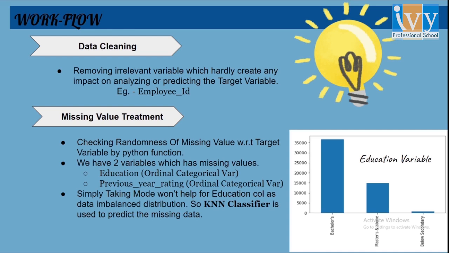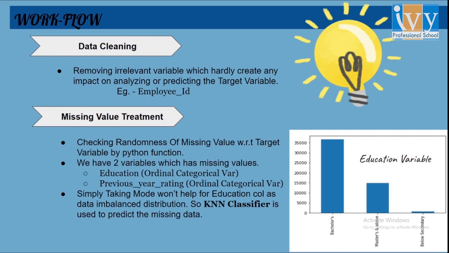Before treating the missing values, we have to understand the randomness of missing values with respect to the target variable. So what I've done, I have created a Python function to check the randomness of missing values. What I mean here is whether the employees who got promoted actually have more missing values or vice versa, right? So we have to check the relationship between the NaN values and our target variable. Fortunately, in our dataset the NaN values don't have any relationship with our target variable. So yes, I have found missing values in two columns, that is education and previous year rating.